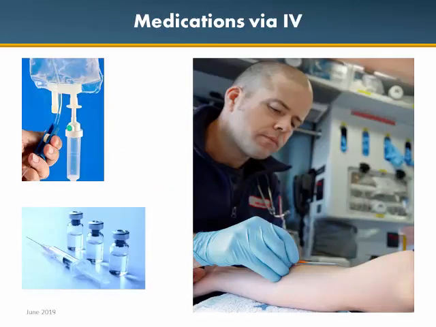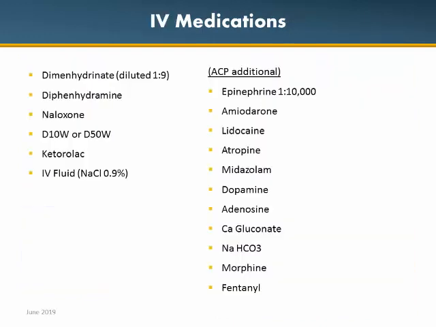Now we're going to look at what medications are approved for infusion through the IV. The medications that are approved for IV certified primary care paramedics to administer at this time through the IV are dimenhydrinate, diphenhydramine, naloxone, 10% dextrose or 50% dextrose, ketorolac, and IV fluid, which is 0.9% sodium chloride.